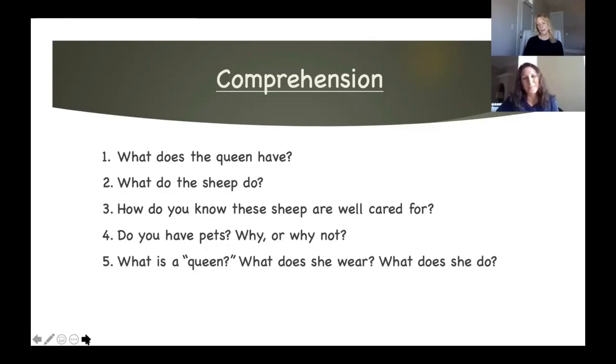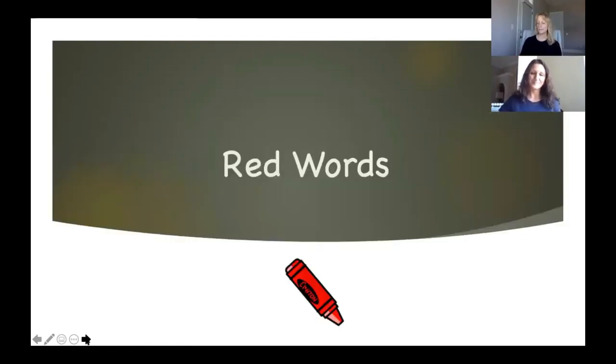What is a queen, Angela? A queen is someone who rules a country. Okay. And she has a king. What does she wear? Beautiful gowns or dresses, usually a crown, some nice jewelry. Perfect. And what does she do? She rules the land. She probably listens to people if they have problems and tries to help solve them. Perfect. Nice job. Great job with that.